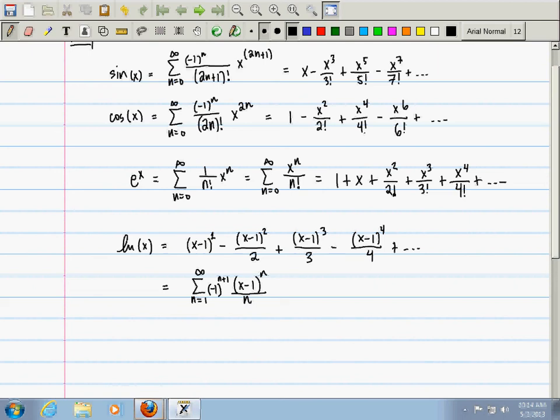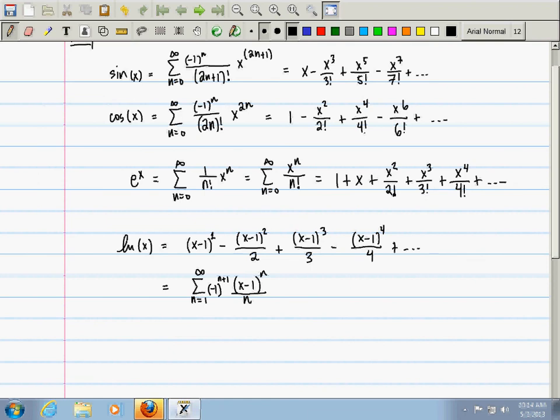Specifically, if I am remembering correctly, it will converge from 0 to 2, not including 0, including 2. It doesn't go any further than that, because if you ignore the denominator for just a minute, x minus 1 to the n is geometric. So if x minus 1 gets too big, it will start behaving like a divergent geometric series. Whereas for the others, no matter how big x gets, it's dominated by the factorial, so it will work for anything.